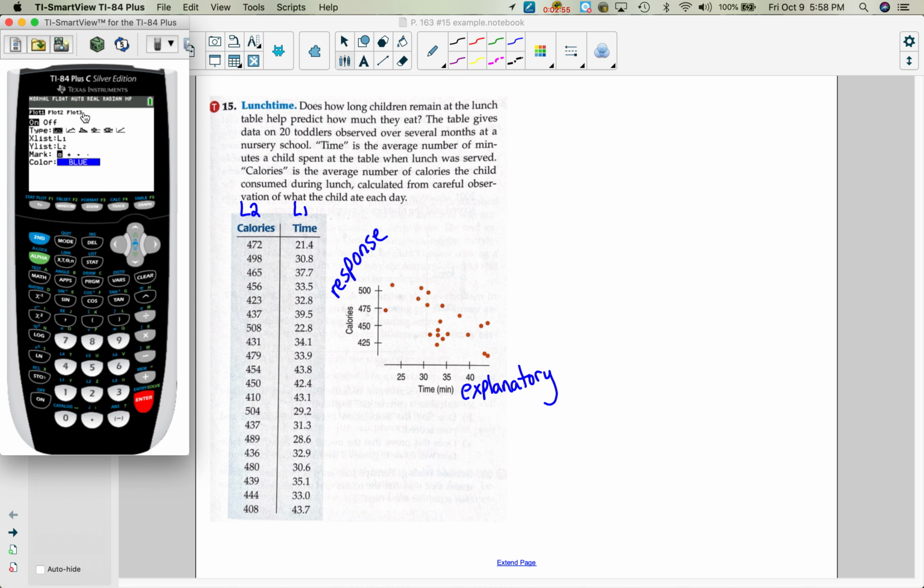So then once you do all that, if you go Zoom and number 9 for ZoomStat, you end up with a graph that looks something like this. Now, I have my axes on. Since there's nothing on the axes, it's not that big of a deal, so I'm not going to worry about it. But you can kind of tell that we have our graph. All right, so that's good.